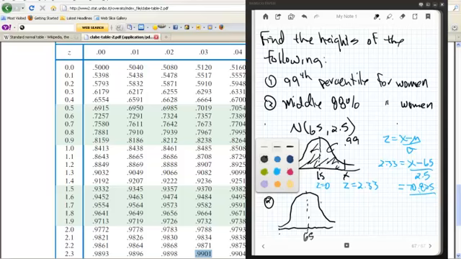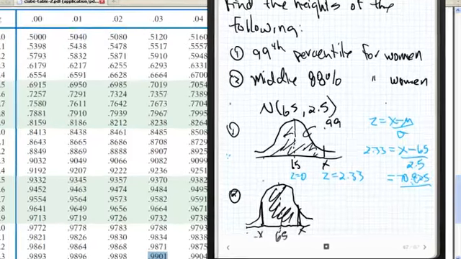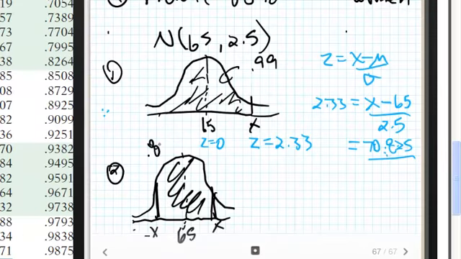Now what am I looking for? I'm looking for the heights that correspond to the middle 88% of women. So in other words, I want an x over here. This is actually going to be a negative x, and a positive x over here. And in here, 0.88 of all people are going to live there. Okay? Now this one's going to get a little tricky, so let's really think this through before we get crazy.